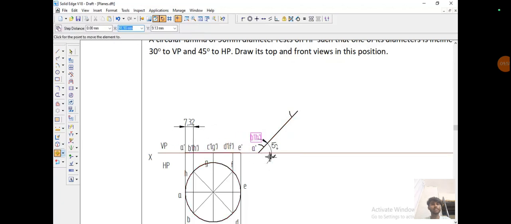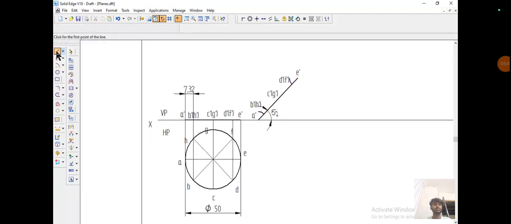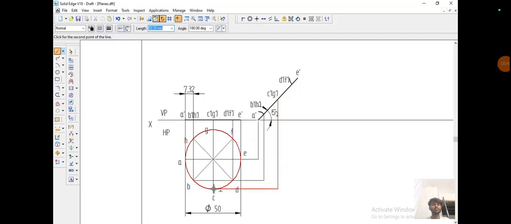Copy the B dash. Also we text there only by the text option. Next we have to extend the line to intersect the intersection points. Join all the lines.